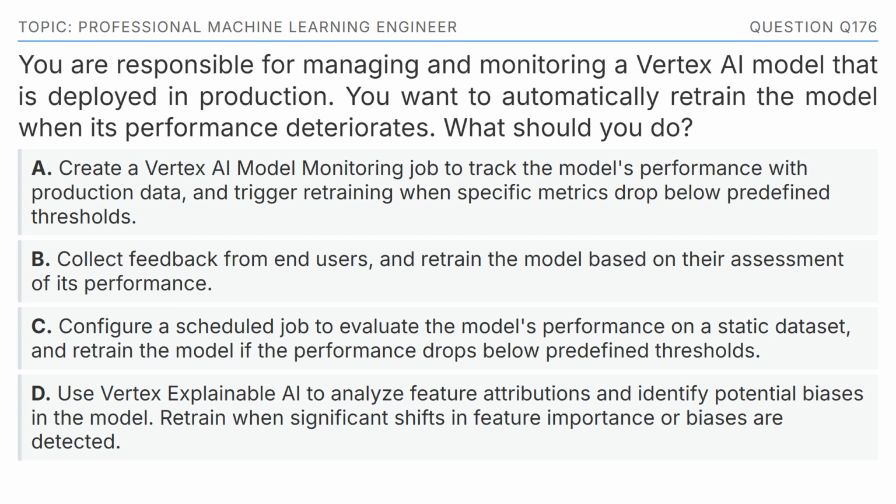Option B, collect feedback from end users, and retrain the model based on their assessment of its performance. Option C, configure a scheduled job to evaluate the model's performance on a static dataset, and retrain the model if the performance drops below predefined thresholds. Option D, use Vertex Explainable AI to analyze feature attributions and identify potential biases in the model. Retrain when significant shifts in feature importance or biases are detected.